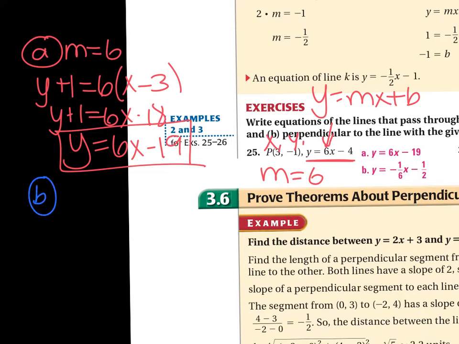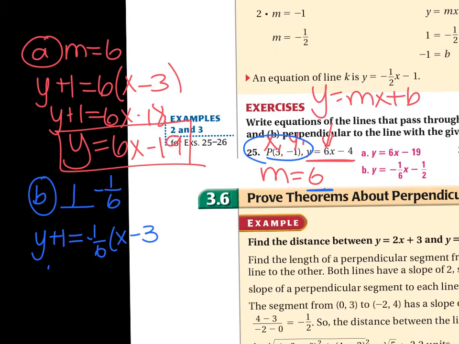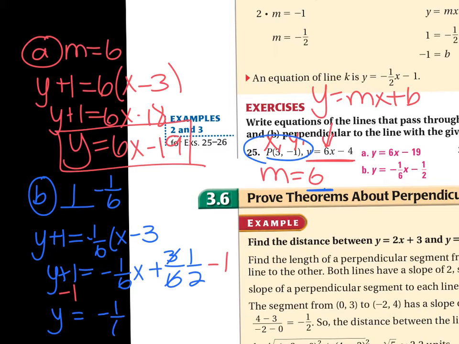And then B says find the equation of a line that's perpendicular to it. So if this is still my original slope, perpendicular would be negative 1/6. Still use this point, so y minus a negative 1, which is plus 1, equals negative 1/6 times x minus 3. Y plus 1 equals negative 1/6 x plus 3 over 6, which becomes 1/2. And then subtract the 1, negative 1/6 x. So I've got 1/2 minus 1, which is 2 halves, and I get negative 1 half.